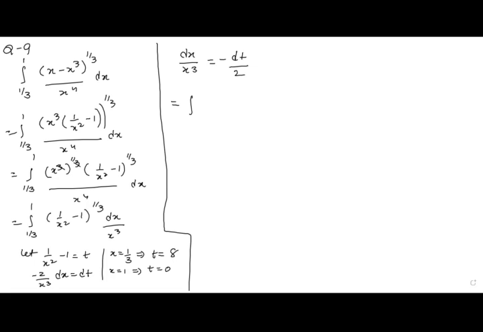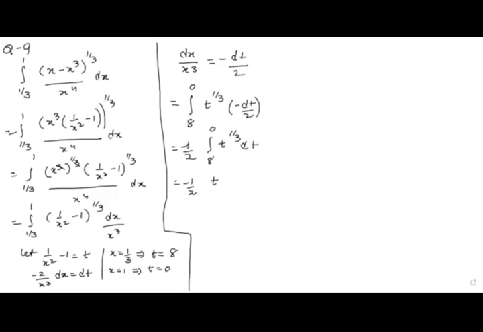So just replacing the values, I will have integration 8 to 0, this will be t raised to 1 by 3 and this will be minus dt by 2. So we'll take minus 1 by 2 outside. Integration 8 to 0 t raised to 1 by 3 dt.